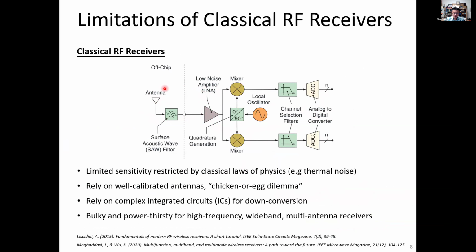For such classical RF receivers, there are some limitations. First of all, it has limited sensitivity, mainly restricted by the laws of physics, for example thermal noise. Also, we rely heavily on well-calibrated antennas, and this is a chicken and egg problem: how are we going to calibrate the antenna? There must be something accurate enough to calibrate it so that the response is correct, but how do we get the first accurate reference? Second, it relies on complex circuits for the down conversion as well. All these things are power hungry, especially when we go for multiple antennas, and so on.